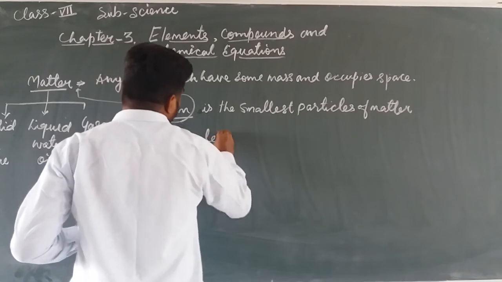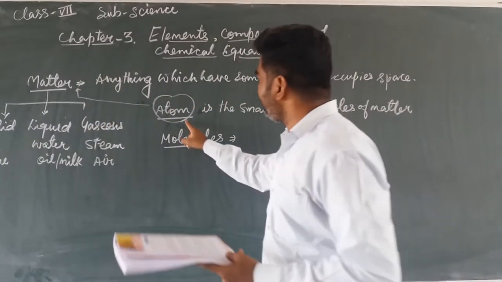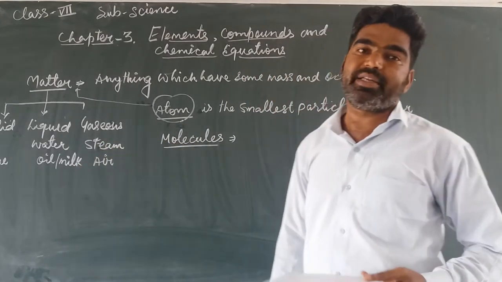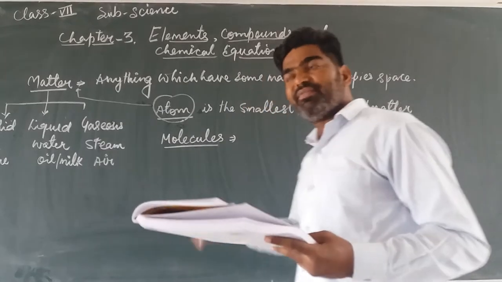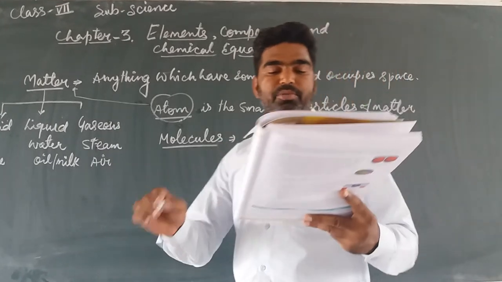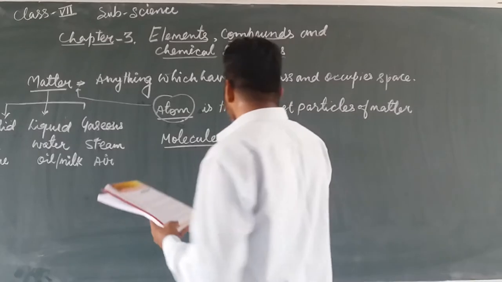Molecules are when two or more atoms combine together chemically, they form what are called molecules. So how can we define molecules? Molecules are groups of atoms bonded together. So molecules are formed.